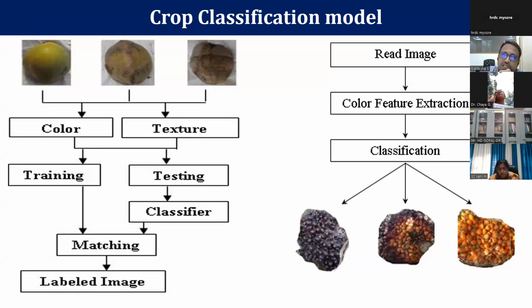Out of 100 images, our model is able to classify 92 to 93 images properly. And in the second image, on the right side, this is nothing but classification of the oil palm bunches.